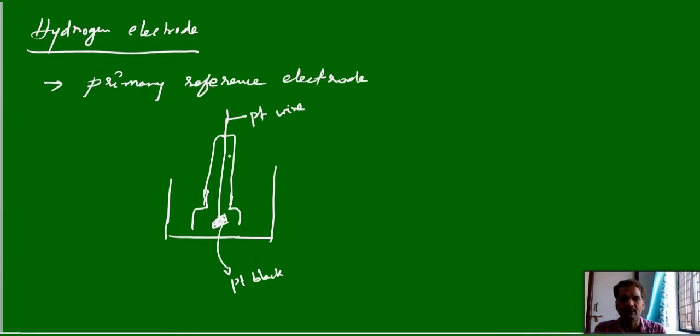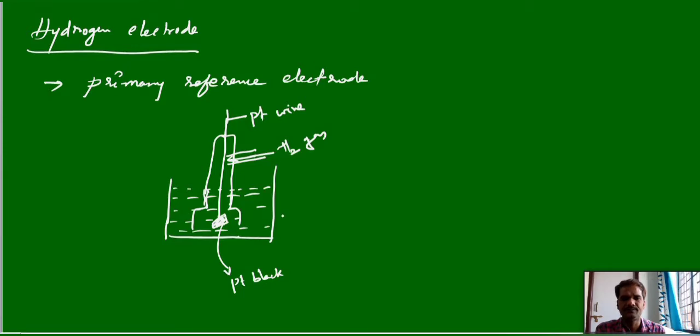This platinum wire absorbs the hydrogen gas. We will pass hydrogen gas, so hydrogen gas can be absorbed over this platinum wire. This entire setup is dipped into the 1 molar HCl solution. So this is called the hydrogen electrode: a platinum wire containing platinum black at the bottom, dipped in 1 molar HCl solution which is saturated with hydrogen gas. This is a kind of absorption of gas over metal surfaces.